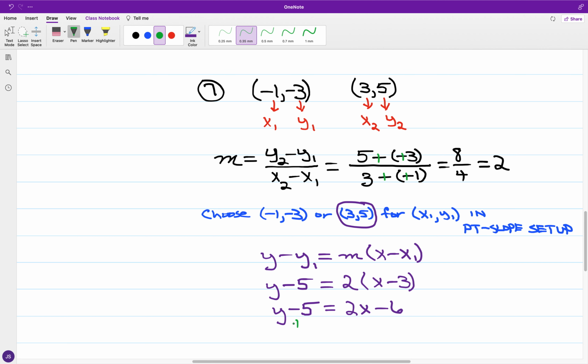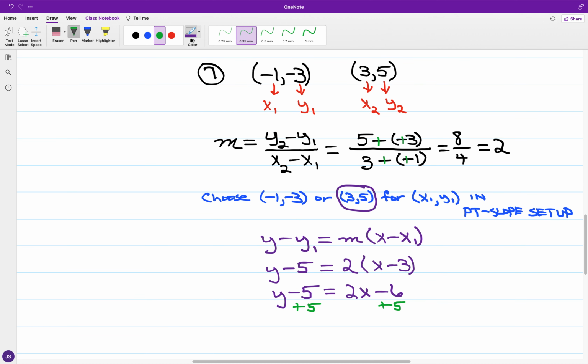And then getting y by itself, if I add 5 to both sides, then we have that y is equal to 2x minus 1. And you can test out this equation. If y is 5 whenever x is 3, we want both sides of the equation to balance. So y is 5, and with x at 3, 2 times 3 is 6. 6 minus 1 is 5. 5 is equal to 5.